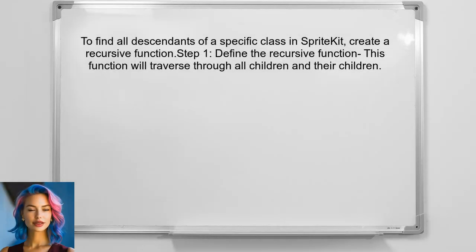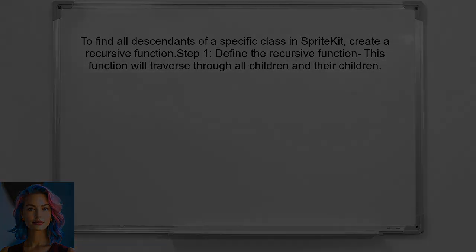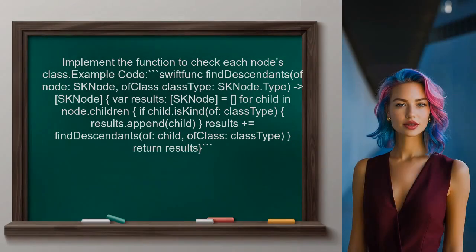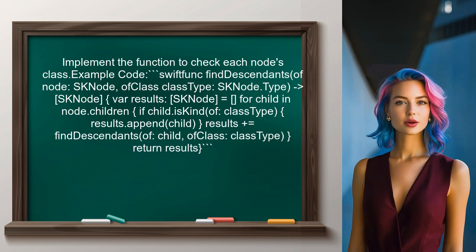To find all descendants of a specific class in SpriteKit, the user can create a recursive function. This function will traverse through all children and their children, checking the class type. Next, the user should implement the function to check each node's class. If the node matches the desired class, it should be added to a results array.